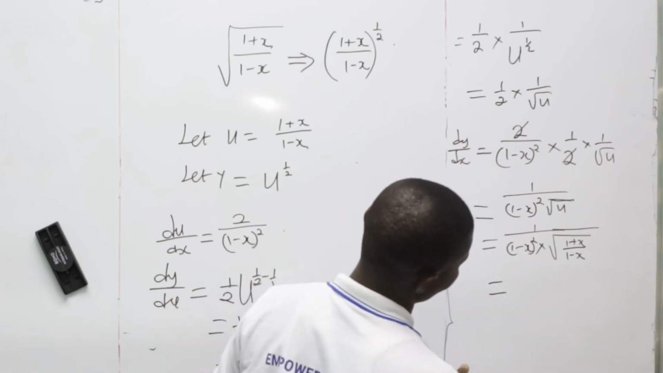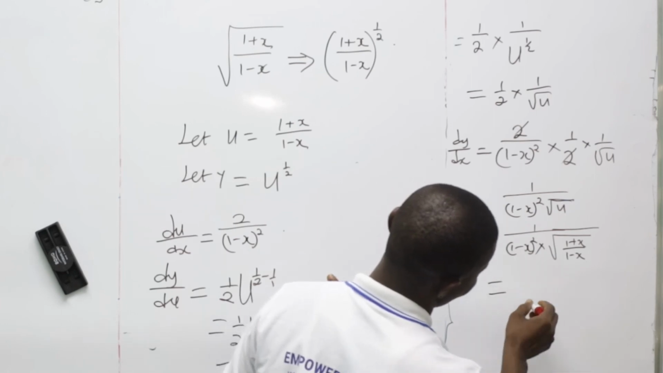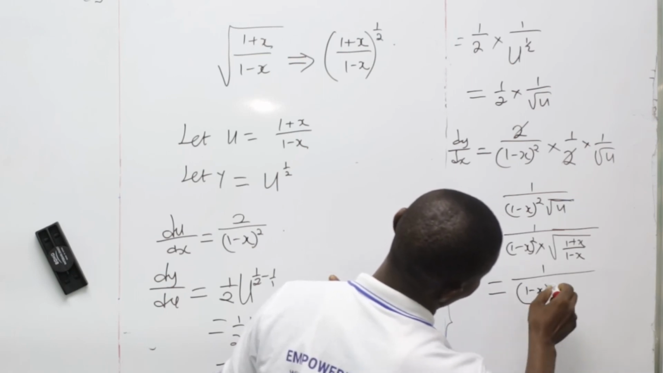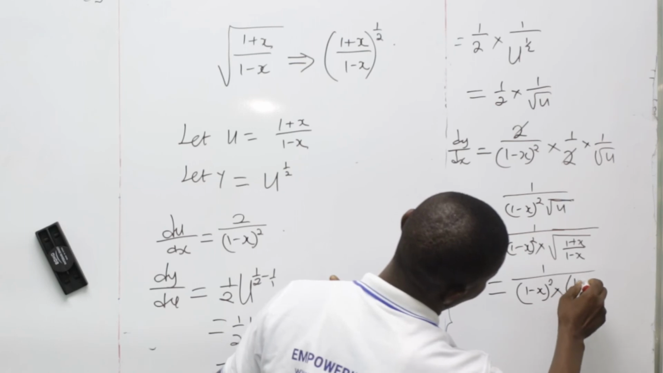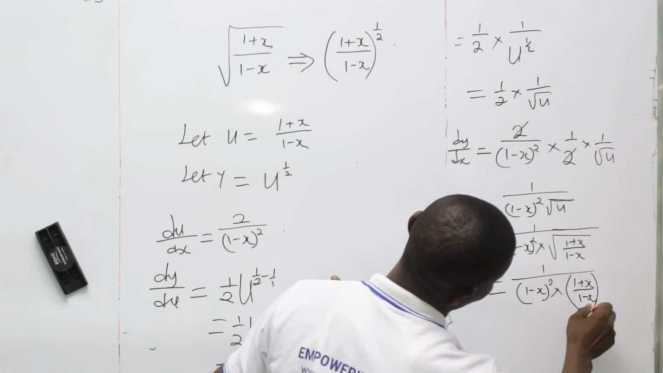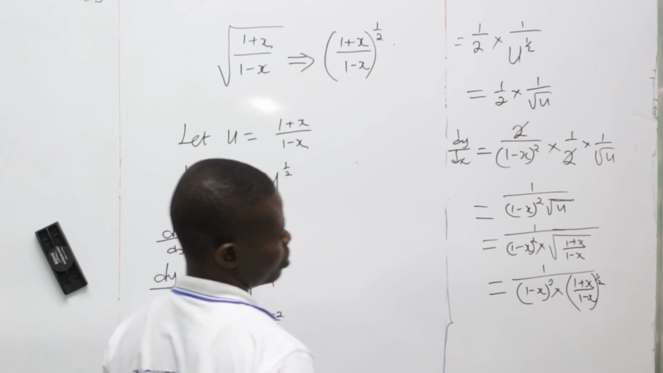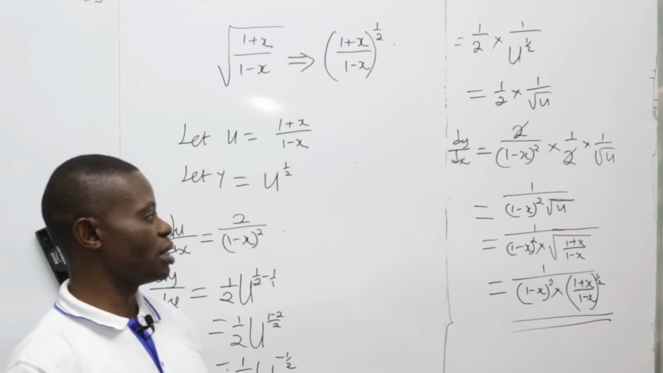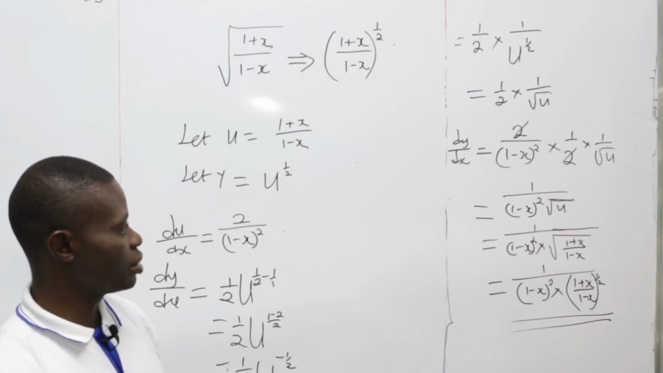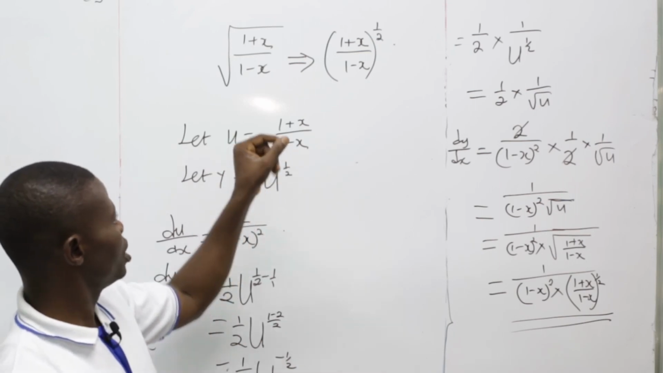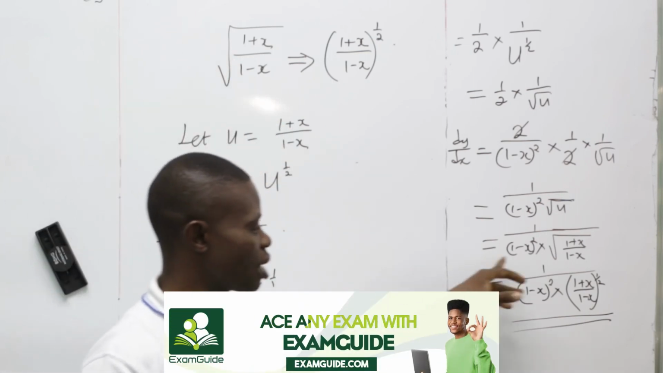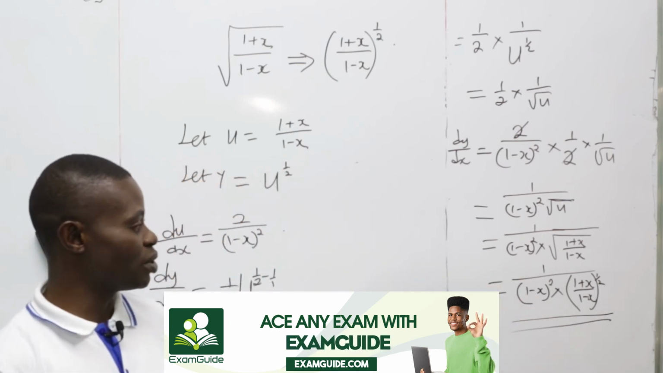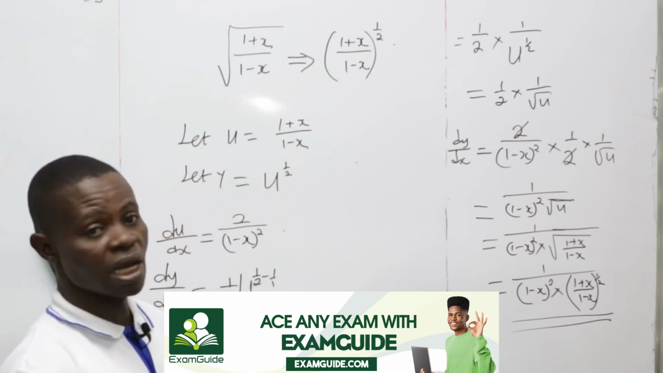This will now give us, if you like, you can leave it this way, 1 all over 1 minus s all squared times 1 plus s all over 1 minus s raised to the power half. You want to expand here, fine. You don't want, then you can conclude it as your answer. So that is that. Dy ds equals 1 all over 1 minus s all square multiplied by what? Square root of 1 plus s all over 1 minus s.